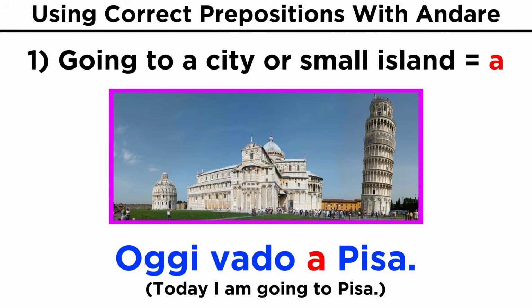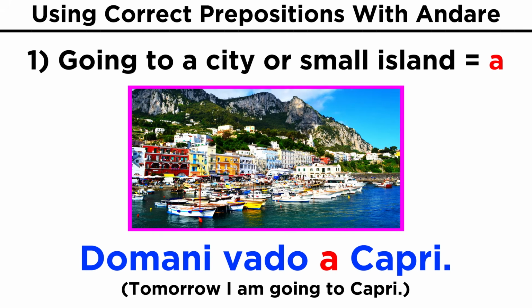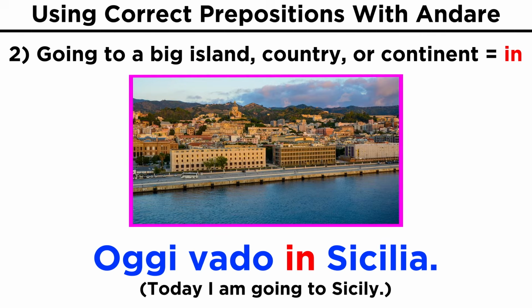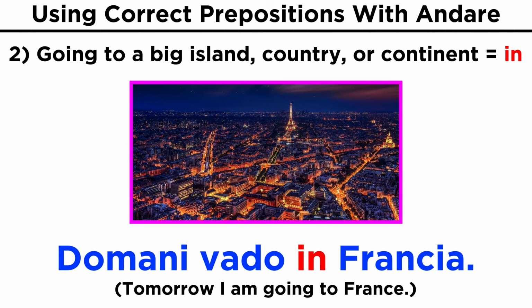If you are going to a city or a small island, you always use a. Oggi vado a Pisa. Domani vado a Capri. If you are going to a big island, country, or continent, you use in. Oggi vado in Sicilia. Domani vado in Francia.